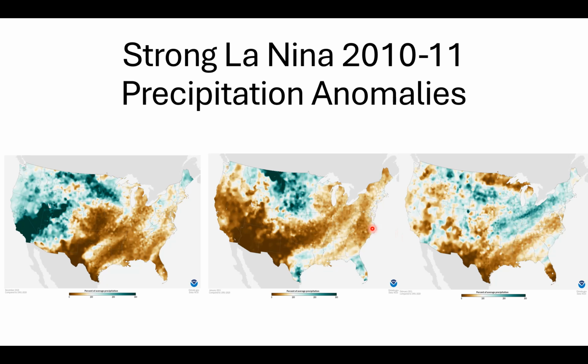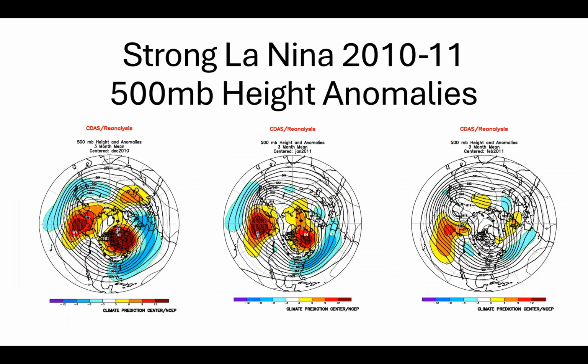I mean, you can see the brown coloring across the mid-Atlantic each of these months. Looking at the 500 millibar height anomalies now for that strong La Nina of 2010-11, look at this color. This bright orange represents upper level height anomalies that are positive. So we had very strong anomalously high height anomalies in December 2010 across Greenland and into parts of northeastern Canada.